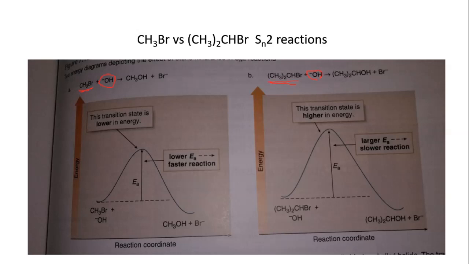What we notice is that for the methyl halide, the activation energy is lower than for the same reaction with a primary alkyl halide. That's because it's easier for the nucleophile to attack the backside of a methyl halide versus the backside of a primary alkyl halide. So the methyl halide SN2 reaction has a lower activation energy than the primary alkyl halide. Higher activation energy means it's a slower reaction. It takes more energy to form products.